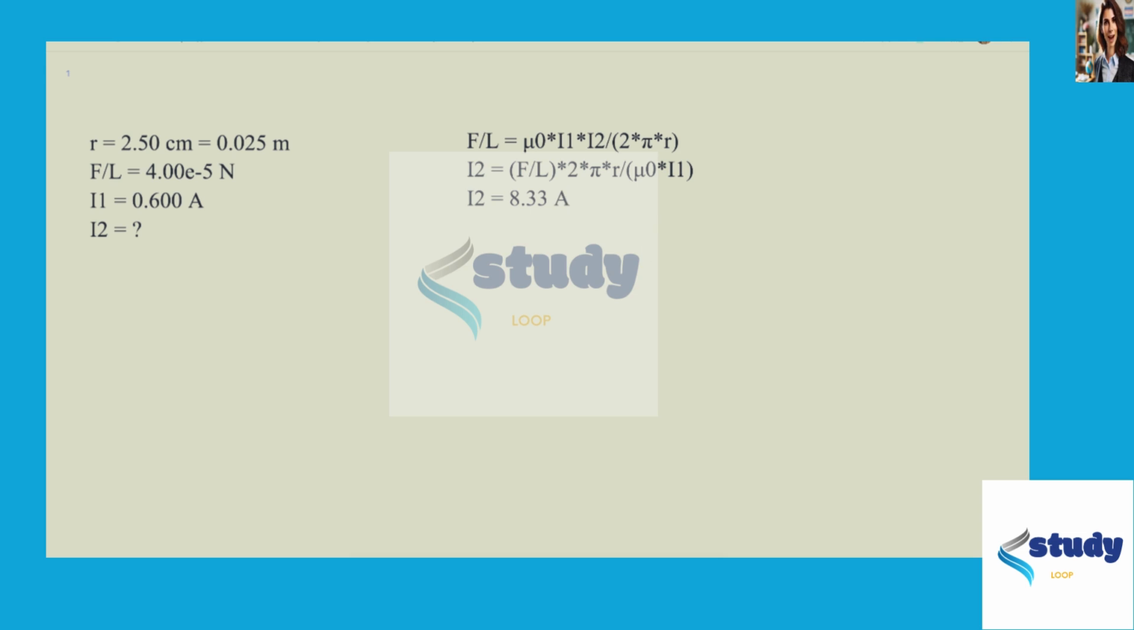Now, part B asks us whether the currents are in the same direction or the opposite direction. So we're told in the original statement that the wires repel each other. And this is just a property of the force between two wires: if the currents are going in opposite directions, then they will repel each other. And if the currents are going in the same direction, they will attract. So since we're told that the force is a repulsive force, that means that these currents must be going in opposite directions.